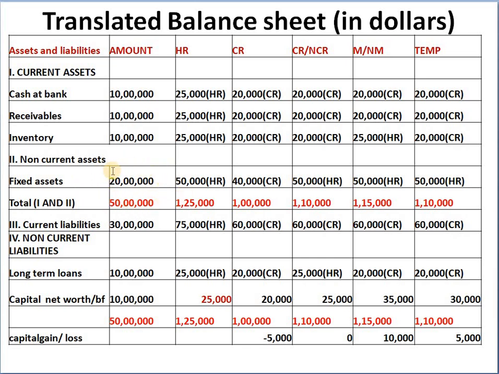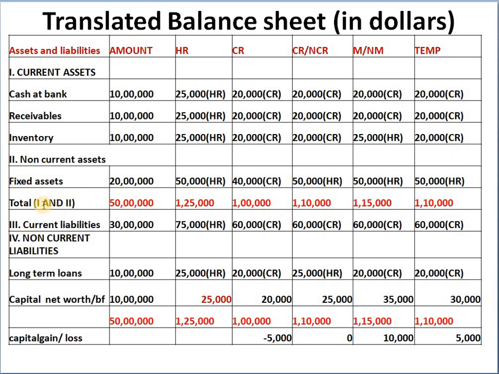20 lakh. So under the historical rate method, fixed assets is recorded at the historical rate. 20 lakh divided by 40, you are going to get 50,000. 20 lakh divided by 50, you are going to get 40,000. Then 20 lakh divided by 40, you are going to get 50,000, again 50,000, and again 50,000.